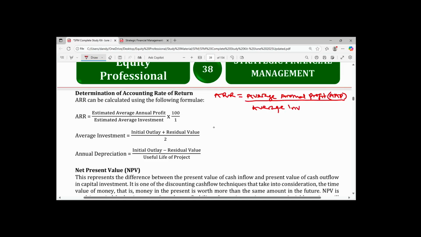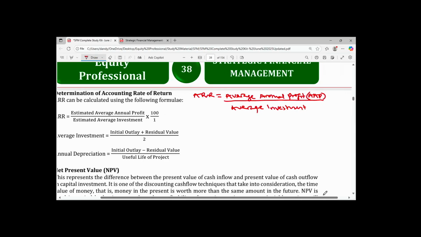Okay, over average investments. Everything multiplied by 100%. You have to multiply your answer with 100% because it's in percentage. Your rate of return must be in percentage. All right. So now, like I said, you can't just go ahead and be calculating ARR.